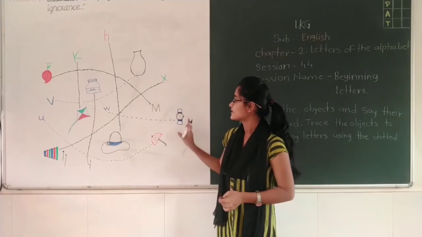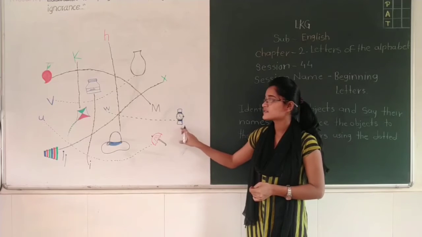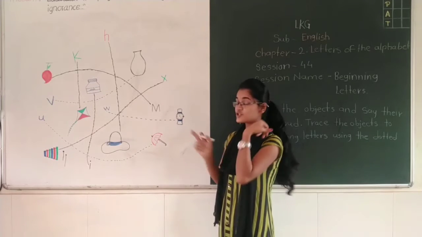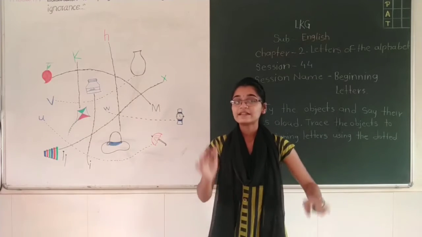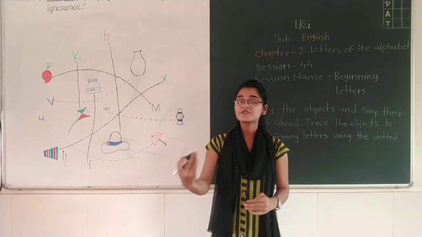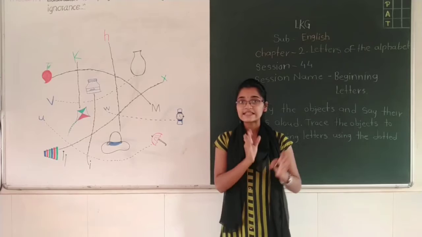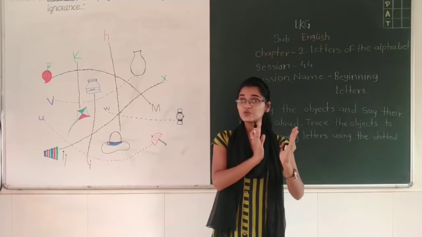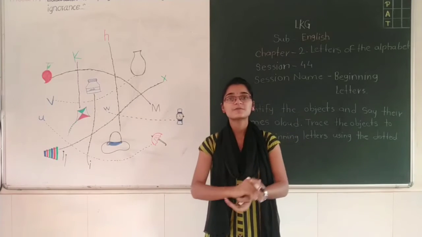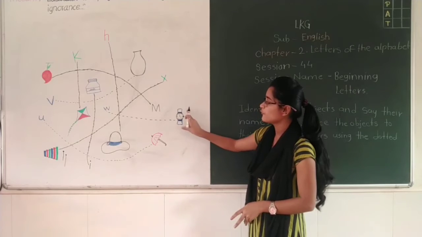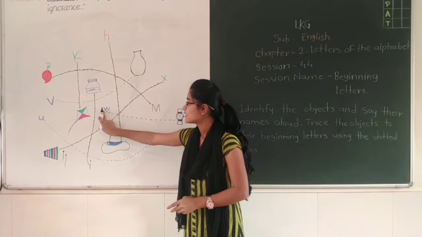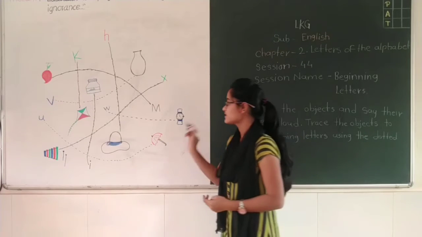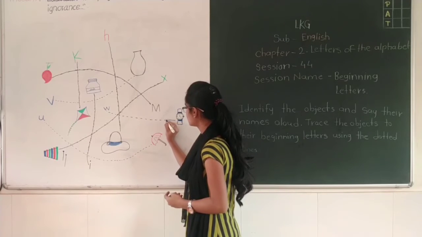Okay, then next. Look at here. Do you know what this is? This is a watch, right? This is the picture of a watch. Now tell me, the spelling of watch starts from which letter? Letter W, right? W for watch. Now as you can see, the picture of watch and letter W is joined by dotted lines. So you have to trace this dotted line like this.